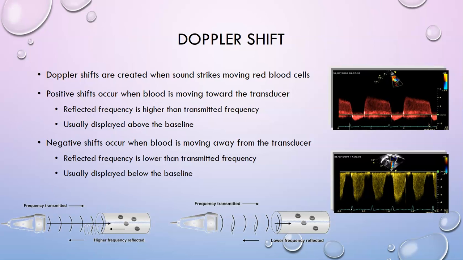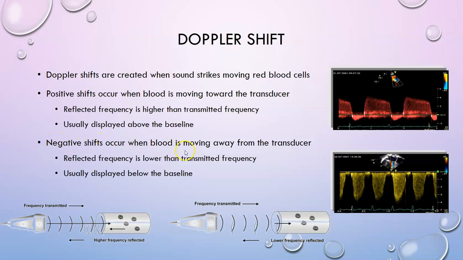A positive shift occurs when blood is moving towards the transducer. This means that the reflected frequency is higher than the transmitted frequency. Normally, we display that above the baseline, where the baseline represents zero velocity, and anything above it up here represents flow that is moving towards the transducer. Anything below the baseline, like down here, is flow moving away from the transducer. So normally, positive shifts are shown above the baseline. There are exceptions, but that's the normal.